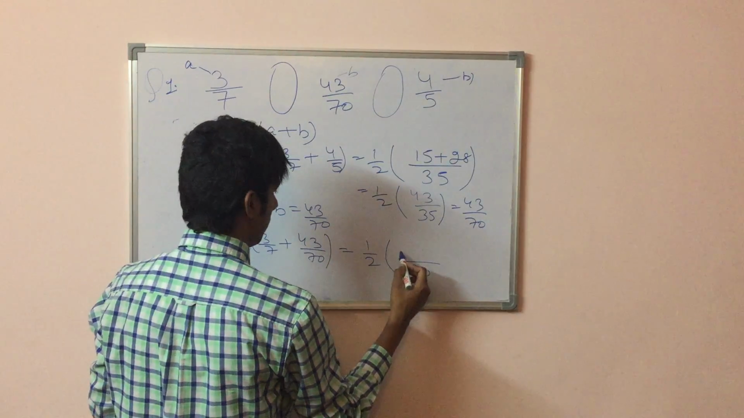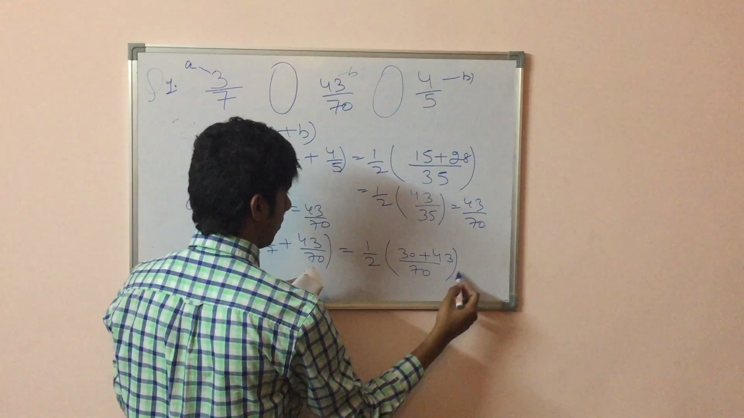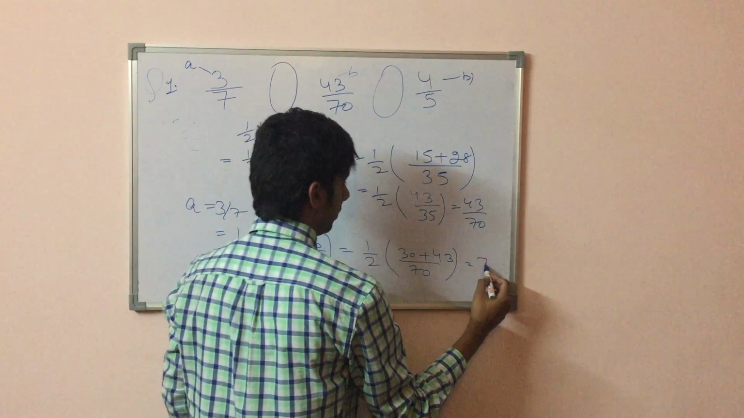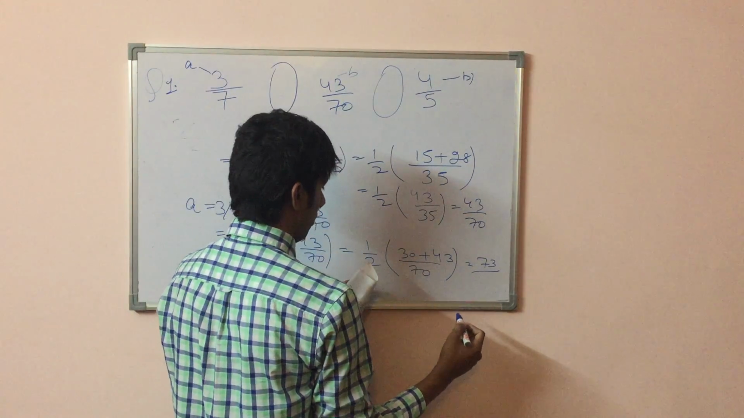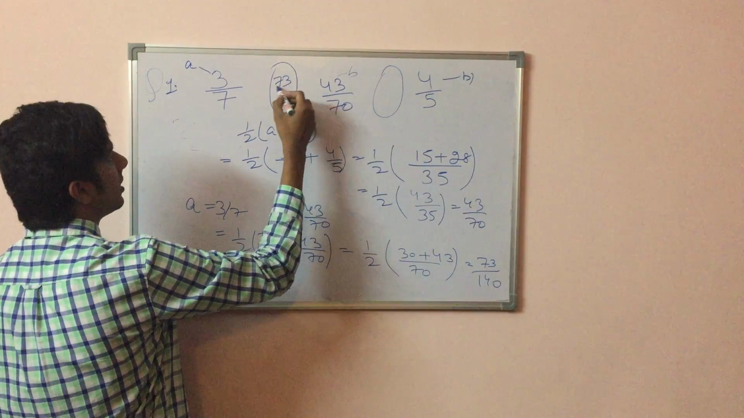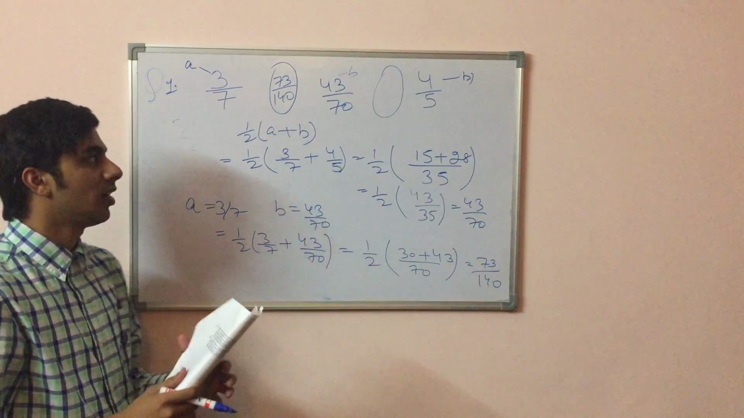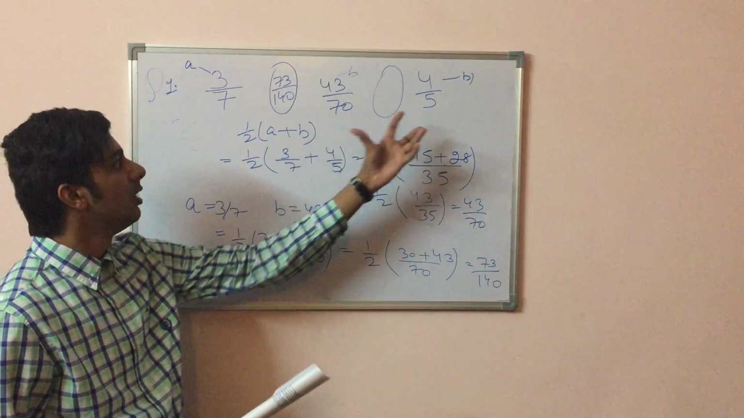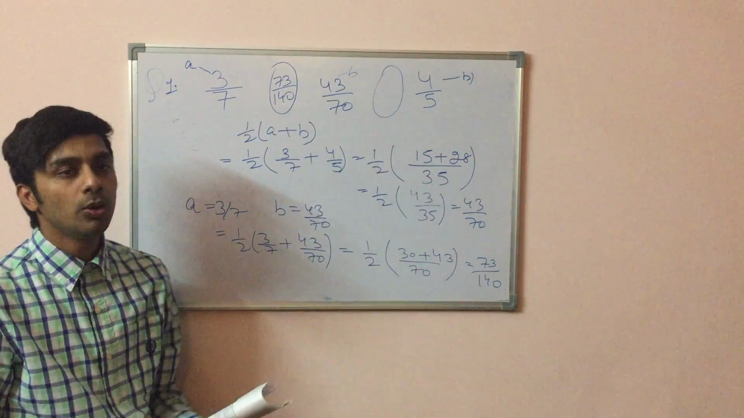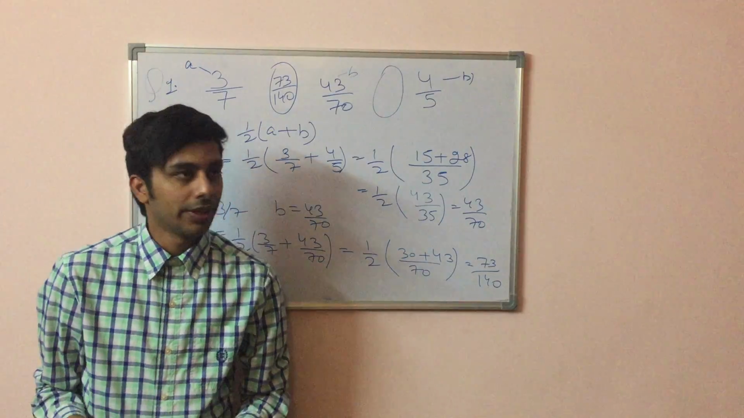You will get a number 73 upon 140 over here. So this was our first question, how to calculate the rational number between these two given numbers. Right? Any doubts over here? Okay.